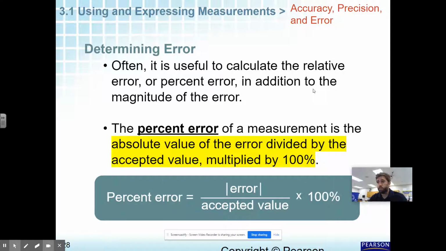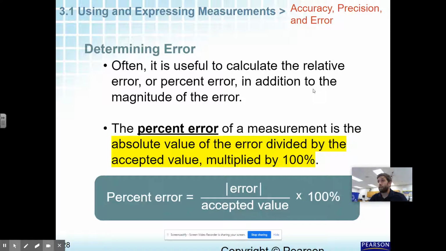So the percent error is the absolute value of the error over the accepted value, and we're going to multiply that times 100. So the percent error of a measurement is the absolute value of the error divided by the accepted value multiplied by 100%.